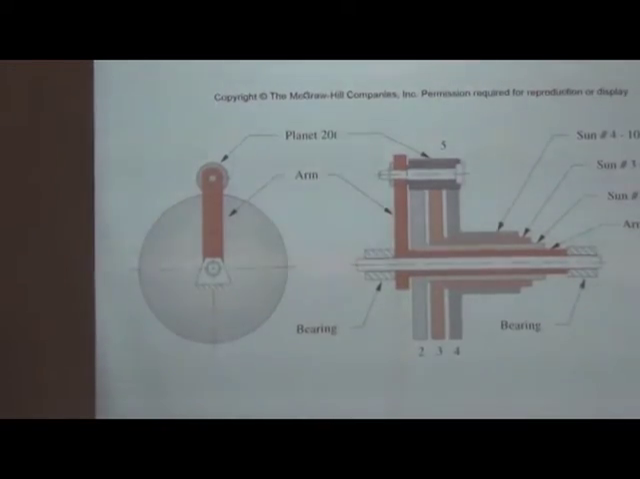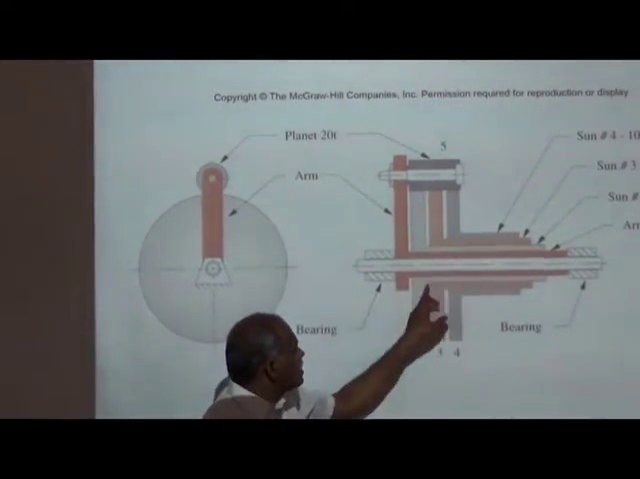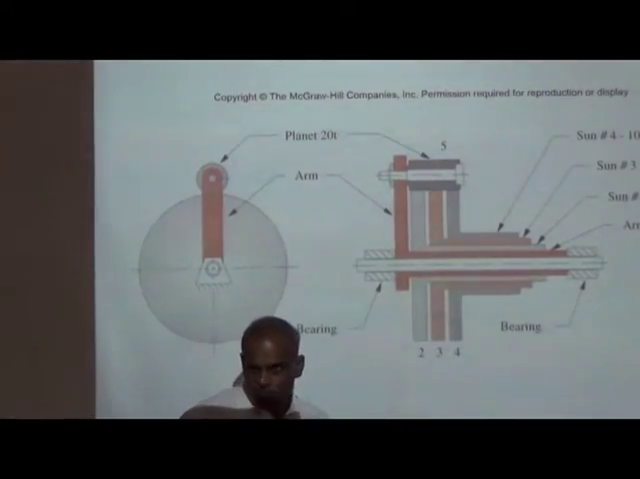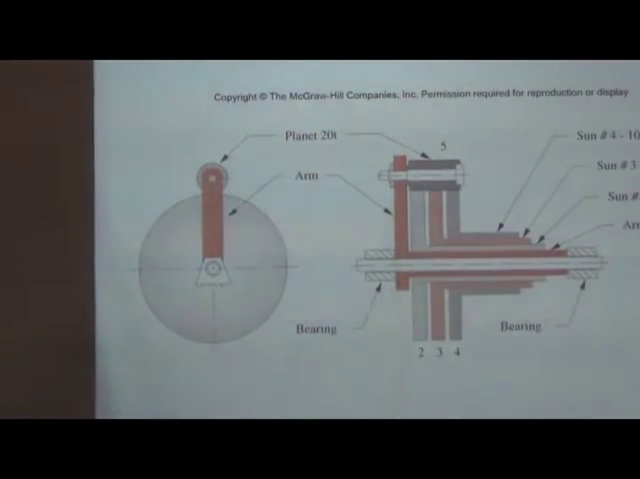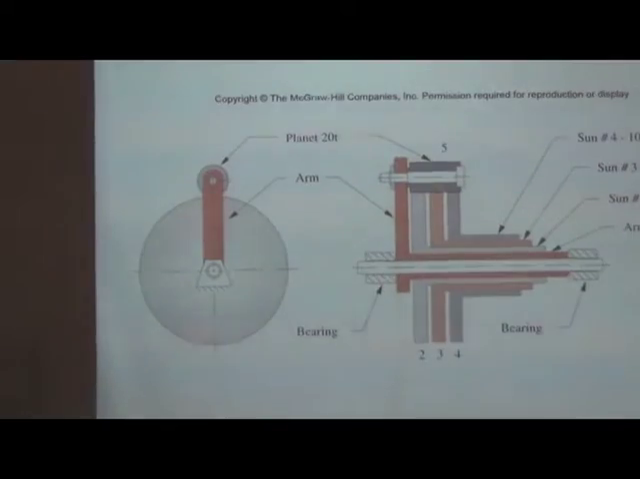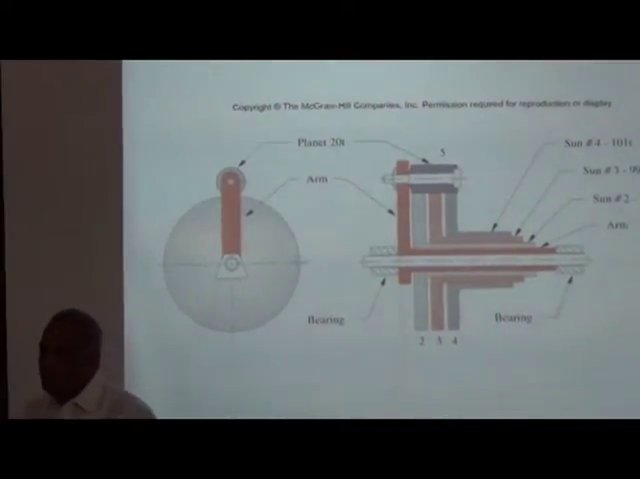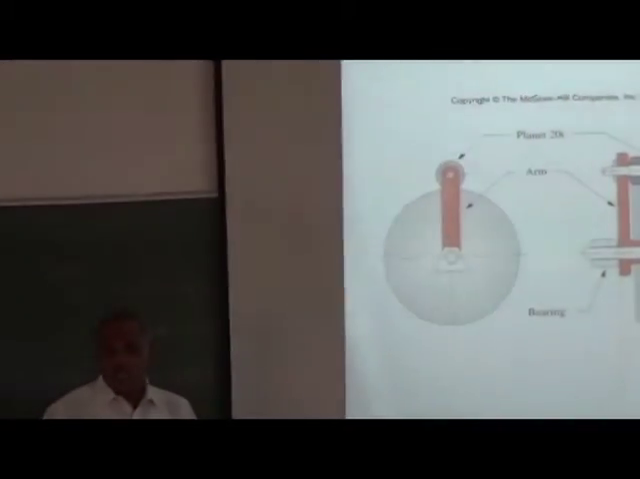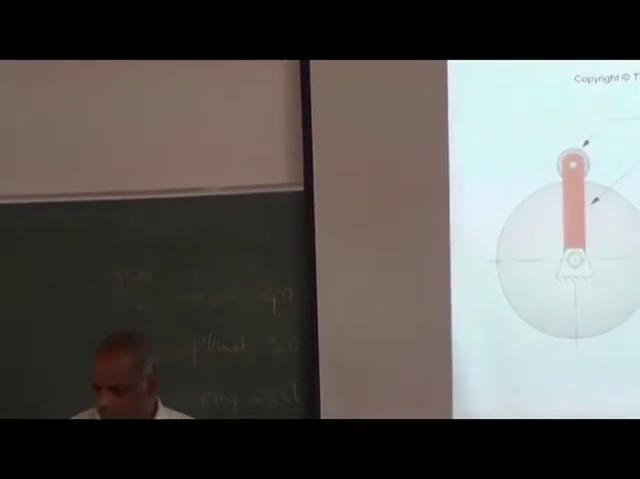Suppose you forget that it is an epicyclic gear and take a simple gear. What will happen? This planet gear has 20 teeth. This is approximately 100 teeth, 99 or 100. The gear ratio can be 1:5, isn't it? If you take a 20 tooth gear and engage it with a gear of approximately 100 teeth, the gear ratio can be 1:5. Whereas if you do the same thing in an epicyclic gear, let us see what happens.